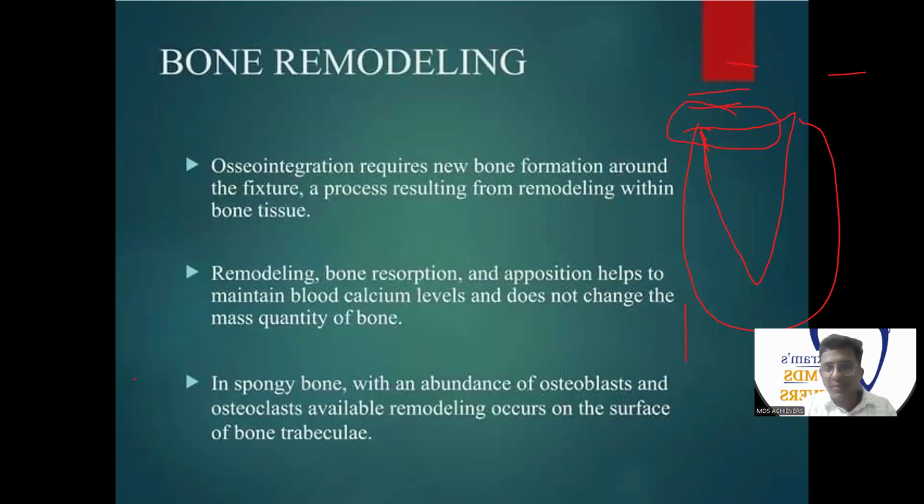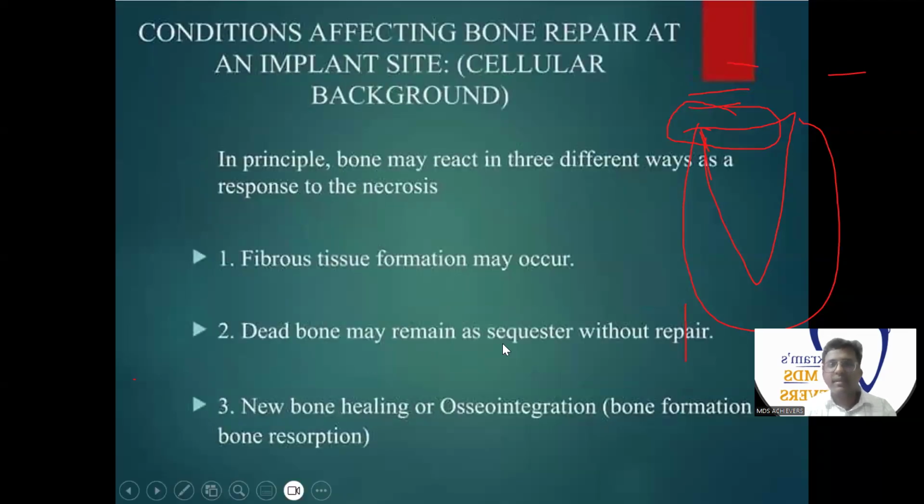Remodeling, bone resorption, and apposition help to maintain the blood calcium levels and do not change the mass quantity of the bone. That's why we say that we cannot place an implant in low calcium level patients, because to maintain the calcium in the blood, the bone is going to get resorbed. So thereby the implant is going to fail. In spongy bone with an abundance of osteoblasts and osteoclasts available, remodeling occurs on the surface of the bony trabeculae.